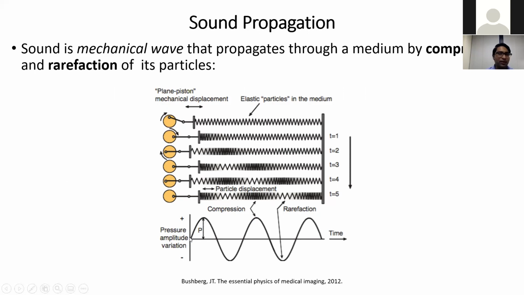So if you can see my mouse, this is basically representing one wavelength. This includes one compression cycle and one rarefactional cycle. That forms one complete cycle, which is called the wavelength of the sound wave. And the time it takes to travel this one wavelength is called the time period.